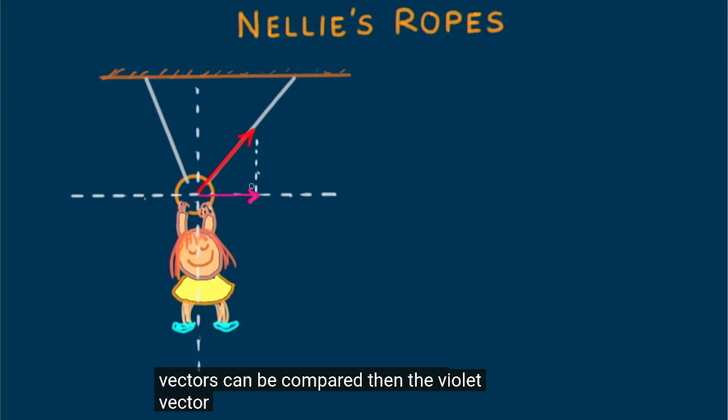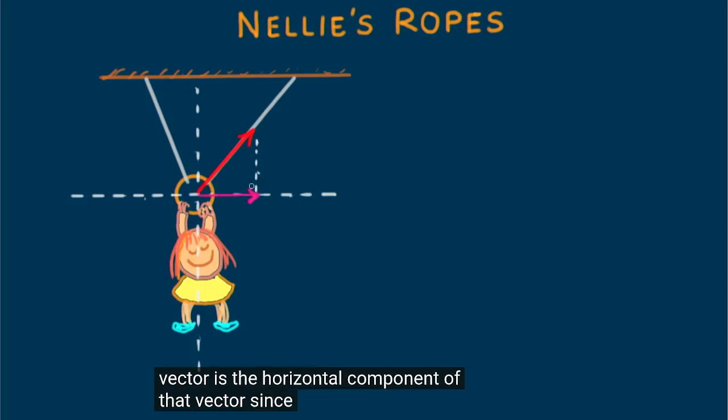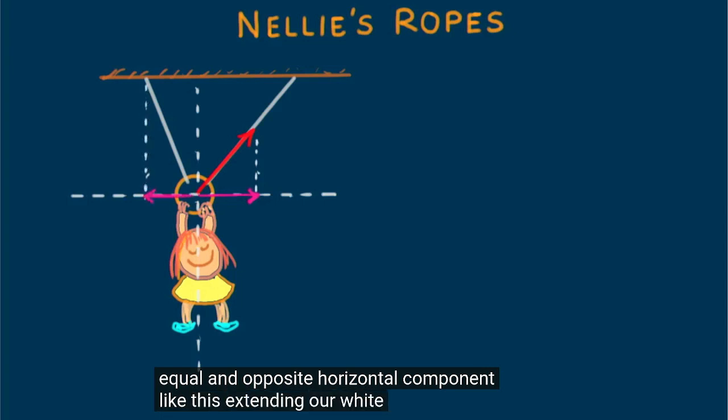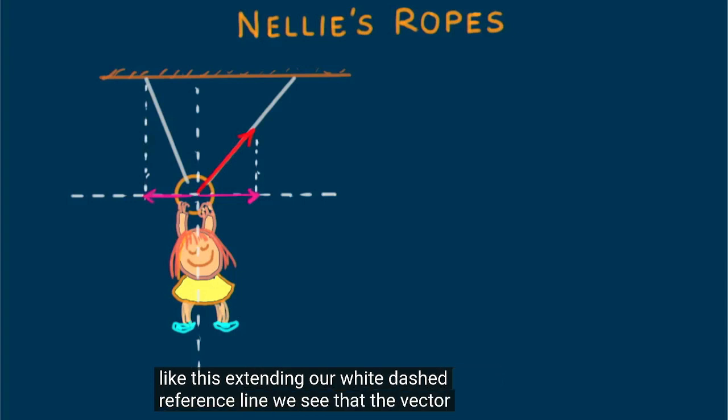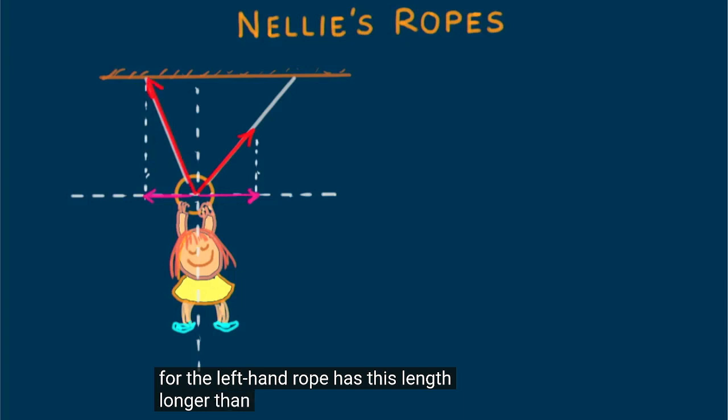Then the violet vector is the horizontal component of that vector. Since there's no change in motion, the left-hand side must have an equal and opposite horizontal component, like this. Extending our white dashed reference line, we see that the vector for the left-hand rope has this length, longer than that for the right-hand vector. So tension is greater in the left-hand rope. And we can go further.